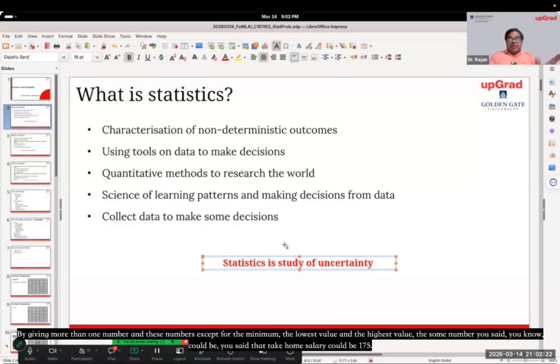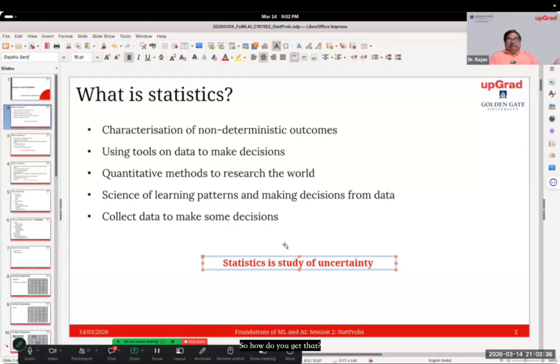Okay, and these numbers, except for the minimum, the lowest value, and the highest value, the some number you said, you said the take-home salary could be 175,000. How do you get that? Why do you say 175,000? I ask you. Then you say, give me the answer. That's a representative number. No, it's not real. Nobody actually makes 175,000, but it's a ballpark. That's a representative number. That's what we say.